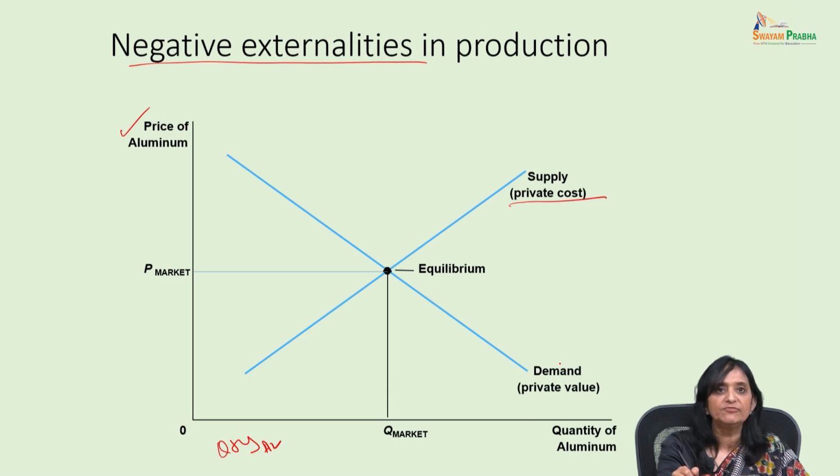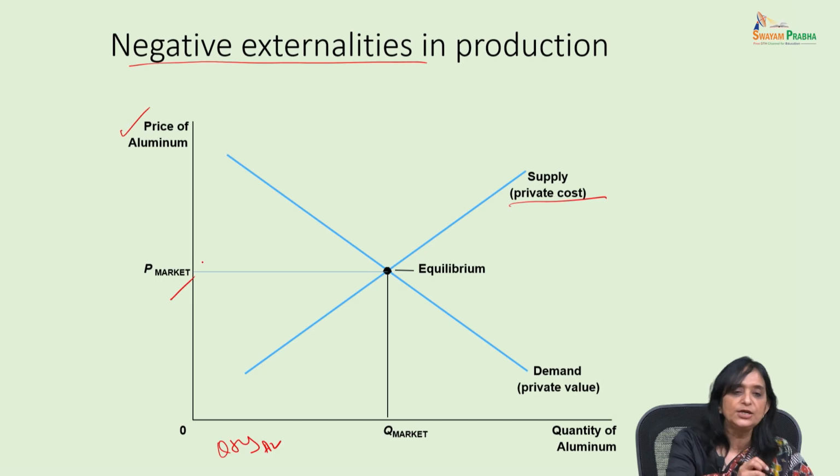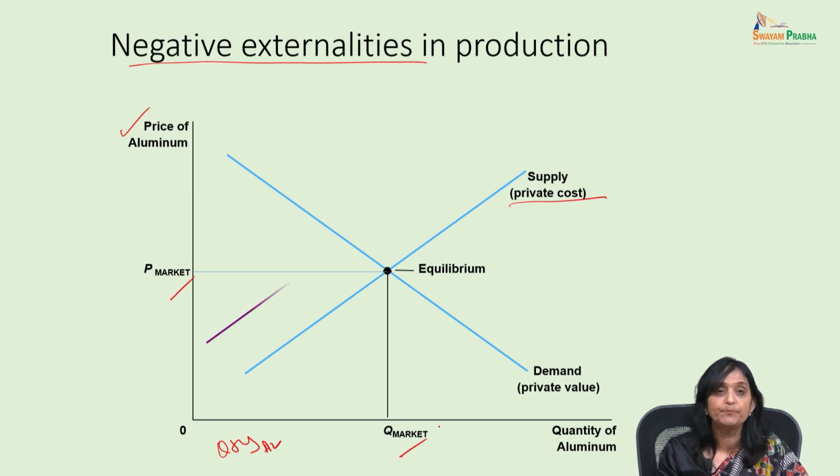Demand for aluminium is downward sloping, that is, when the price reduces, more demand is there. Supply is upward sloping. We have not taken into account any kind of externality. We are just talking about a situation where this interaction is happening between buyers and sellers. So you get an equilibrium price which is P market and quantity which is Q market.